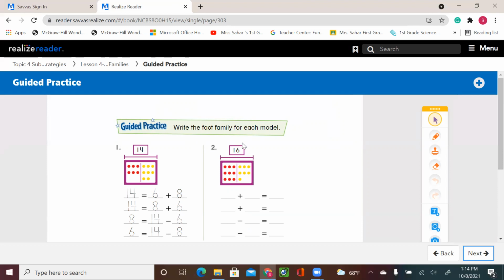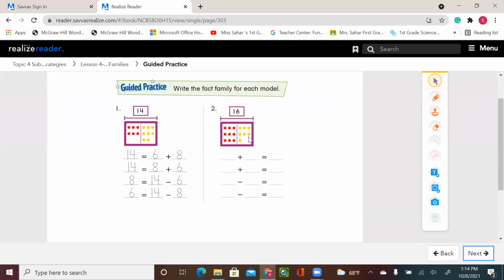All right, write the fact family for each model. So we have two questions. Question number 1, 14 equals 6 plus 8. This is my total, 14. I have two parts. First part, the red counters, if I count them, there's 6. And then the second part, if you count them, 8. So 14 equals 6 plus 8. All right. So that means 14 equals 8 plus 6. We agreed that if you put your addends in a different order, you still get the same sum.